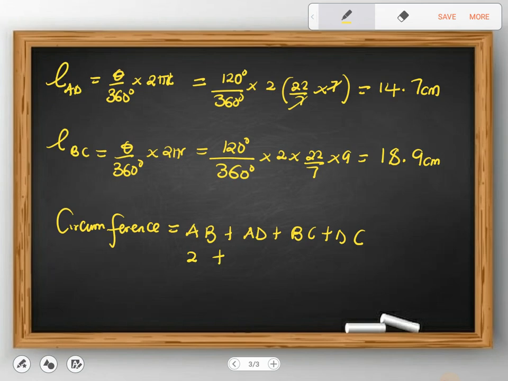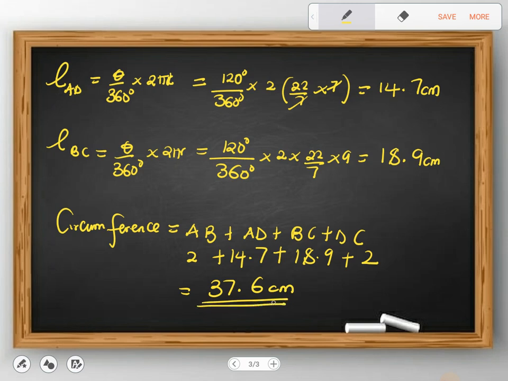Therefore here we put 2, AD is 14.7, BC is 18.9, DC is 2. Then we add them. That's all. So 2 plus 2 is 4, plus 14.7, plus 18.9. The perimeter is giving me 37.6 centimeters.